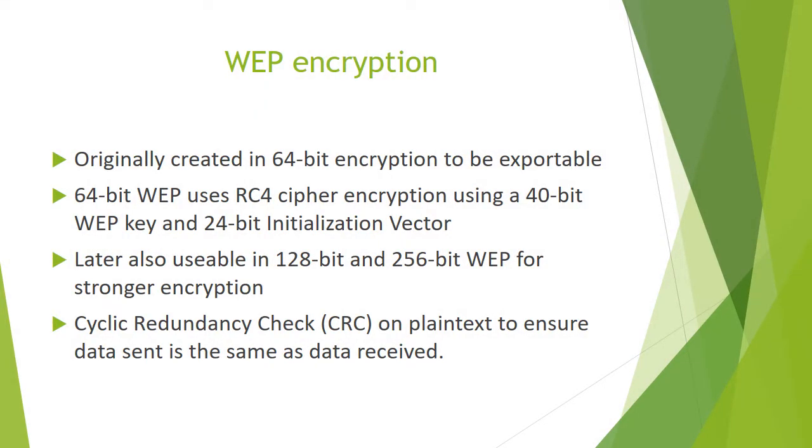WEP was originally created in only a 64-bit encryption in order to be exportable by US standards. 64-bit WEP used an RC4 cipher encryption, using a 40-bit WEP key and a 24-bit initialization vector. This was later extended to 128 bits and 256 bits for stronger encryption. A cyclic redundancy check is performed on the plaintext before the data is sent and after data is received in order to ensure that data sent and received is the same data.